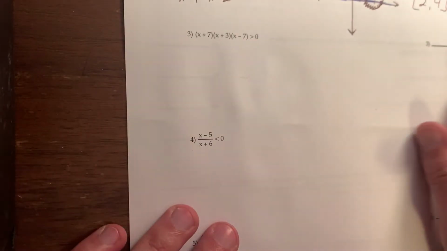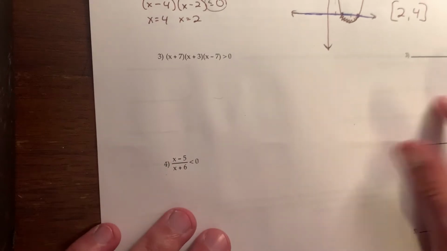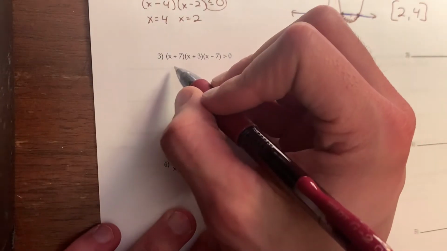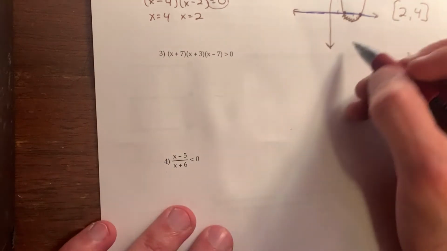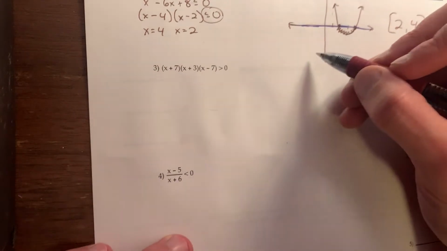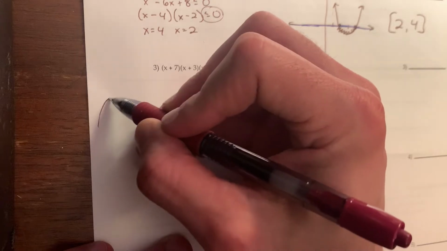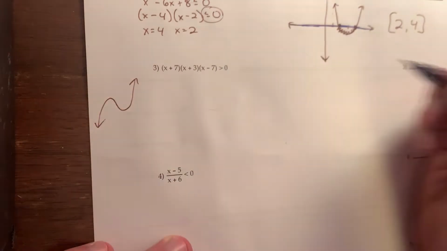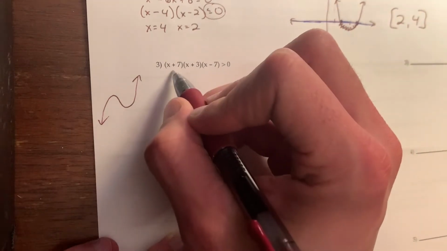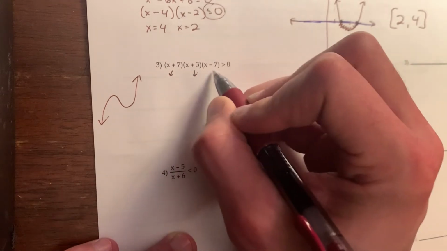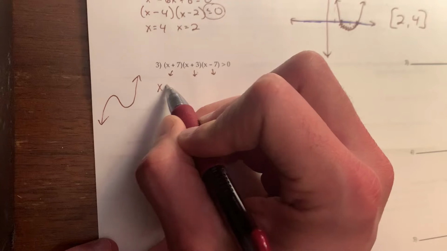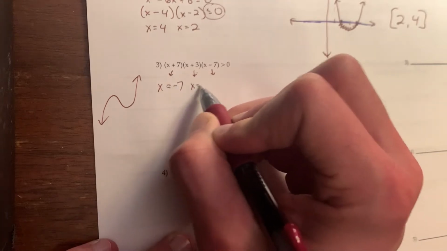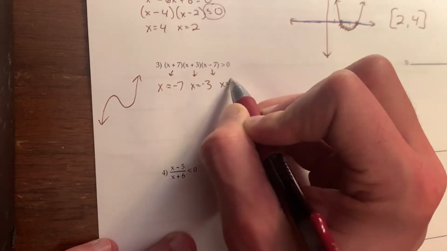All right, so number 3, x plus 7, x plus 3, x minus 7 is greater than 0. Again, this is a cubic graph, which means the overall shape is going to be something like this. So I can use that without my calculator. I know that's going to be the general shape. My three x-intercepts from this are going to be at -7, -3, and +7.